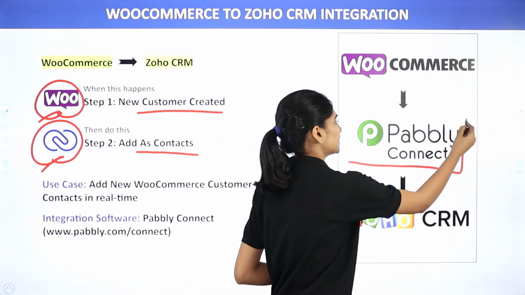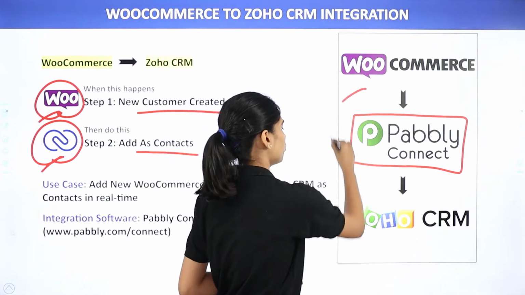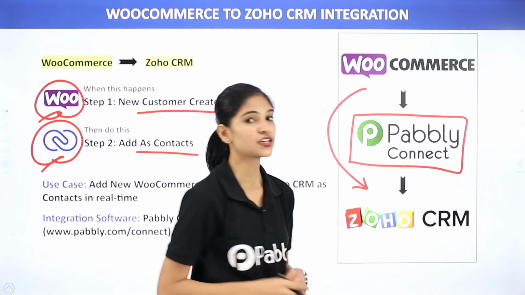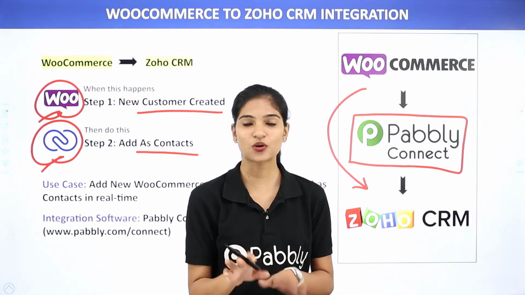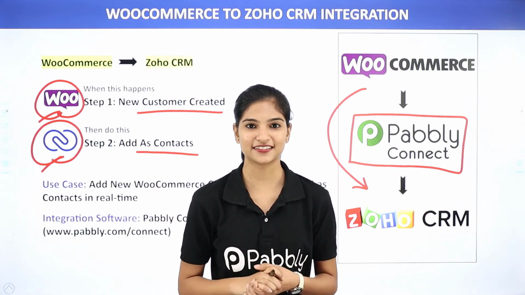Pabbly Connect is an integration software with the help of which we can transfer data from WooCommerce to Zoho CRM. The best part here is you don't require any knowledge of coding. So let me show you this on my screen.